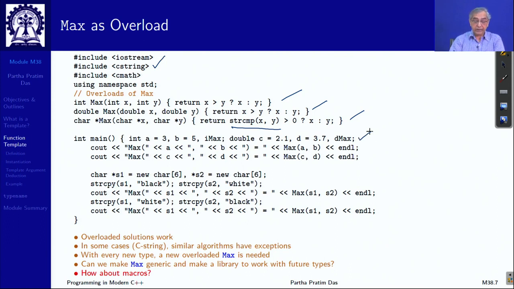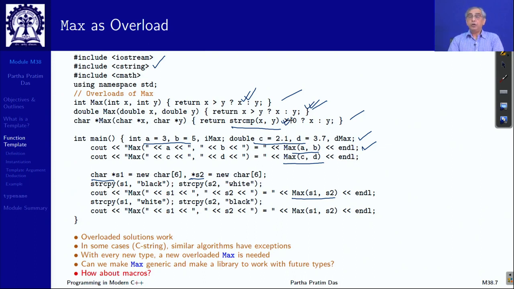Then with a set of values, we can call the max with a, b depending on their integer type. So, this function will get called. I call max c, d, they are of double type. So, this function will get called. I can call s1, s2 of char star types. So, this function will get called. Everything will work fine, but the problem is all of these have to be provided separately, and if there is a new type for which I need to do a comparison of two values, I need to write another function, even though the logic would be the same.